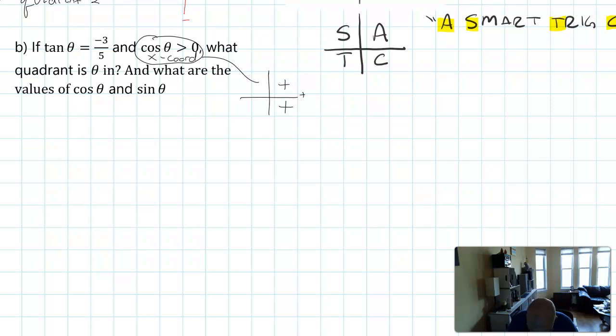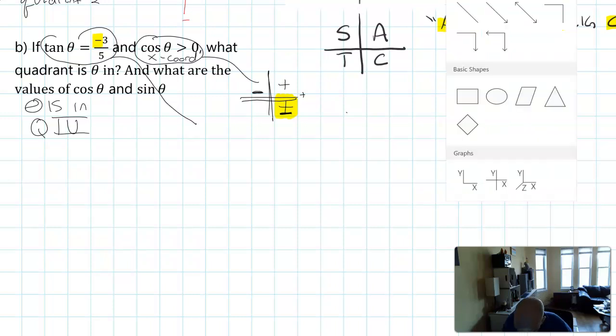But if tangent theta is negative, well, where's tangent negative? Tangent's negative in quadrants 2 and 4. So what's the overlap of these two drawings? I guess I could just do this. And notice that the only quadrant that satisfies both of them is quadrant 4. So this must be in quadrant 4. And once I know that theta is in quadrant 4, we can draw it.